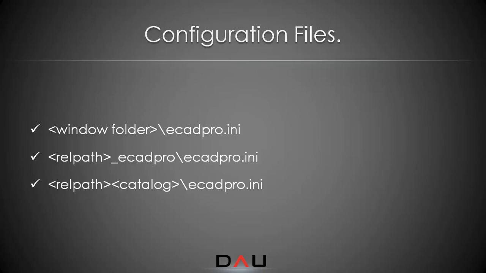The second file, placed in the subfolder _ECAD Pro, we have talked about previously. It contains a series of settings common to all catalogs. The most important among these settings is for sure the one that enables connecting to the database. A group of catalogs in an ECAD Pro instance indeed uses only one SQL Server section.